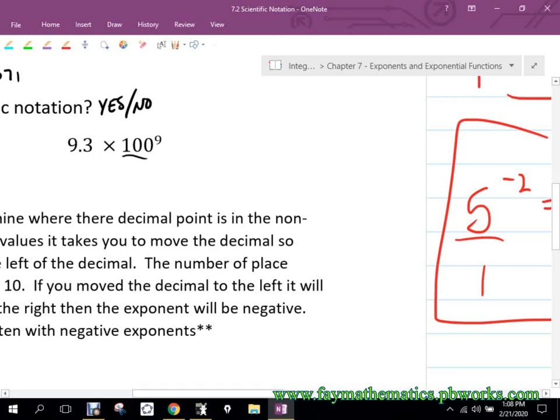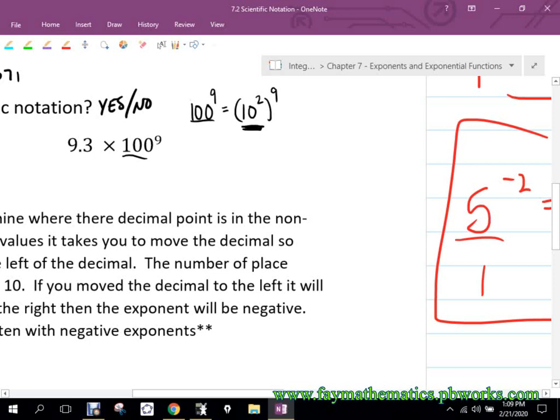So 100 to the ninth, what is that 100 supposed to be? 10. So I got 100 to the ninth, which looks like that, but it's supposed to be a 10. Well, what is 100 with an exponent? What can I write 10 with an exponent so it's equal to 100? 2. So 10 squared would actually be this 100. Does that make sense? Those two representations say the same thing. Okay with everybody?